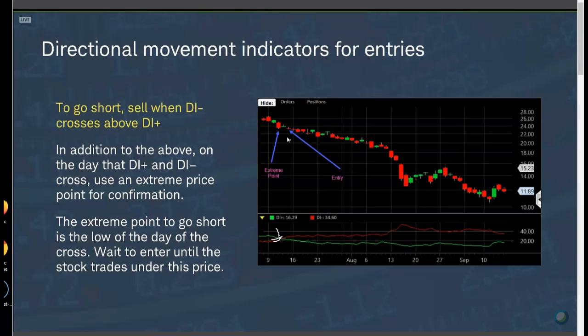But again, to keep from getting whipsawed, you use an extreme point rule to enter on the short side. You look at the low of the day that the DI lines crossed, and you do not go short until you take out that low, which was on this day here. And that is your entry on the short side.